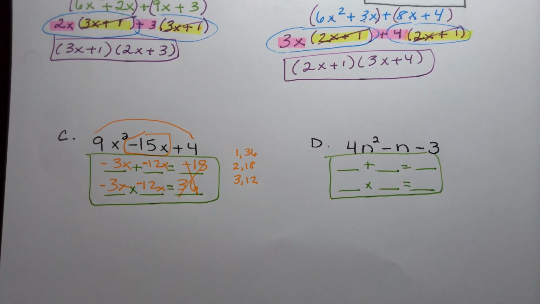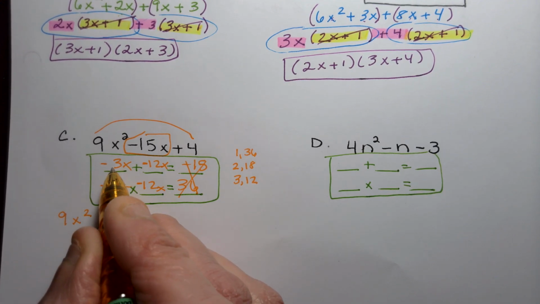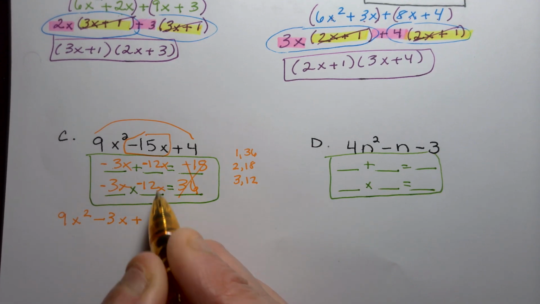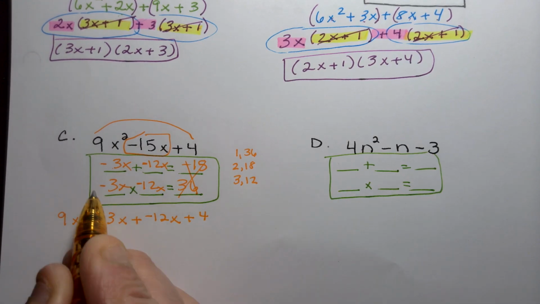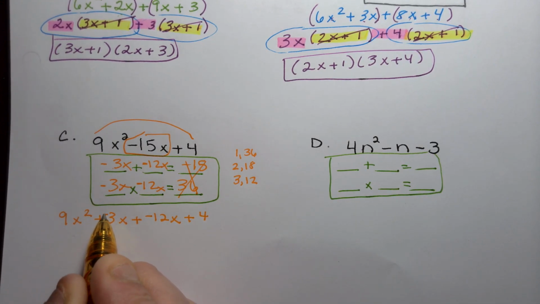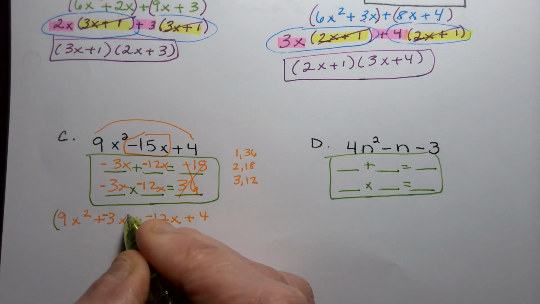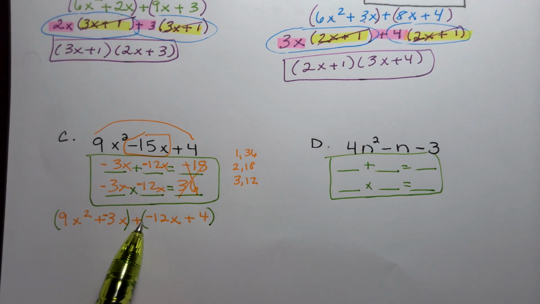I'm going to now replace this middle term with negative 3x and negative 12x. So 9x squared minus 3x plus a negative 12x plus 4. And you could put plus negative 3x here too if you want. That's fine. Group. If there is ever a subtraction here, just push the subtraction in with that and leave it a plus.